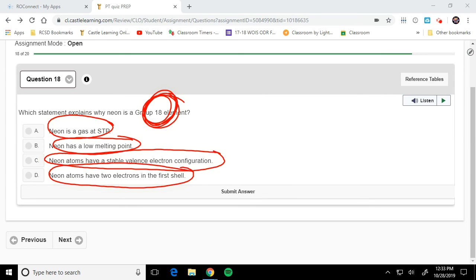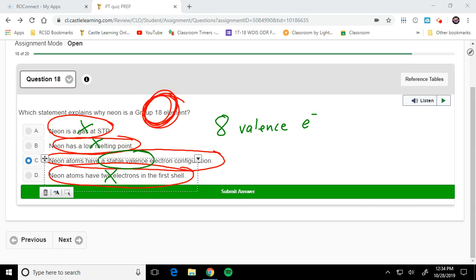Let's check it. Basically, everybody other than hydrogen and helium start with two electrons, so that doesn't make it special. Low melting point, there's lots of them. Neon is a gas, there's lots of them. The correct answer is stable valence electrons. Everybody in group 18 has 8 valence electrons, except for helium, who has 2, which means they have full valence shells. So the key here is full valence shells, which is answer C.